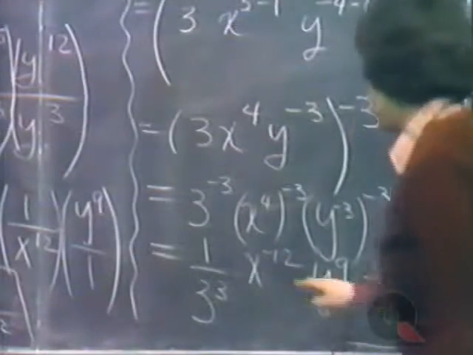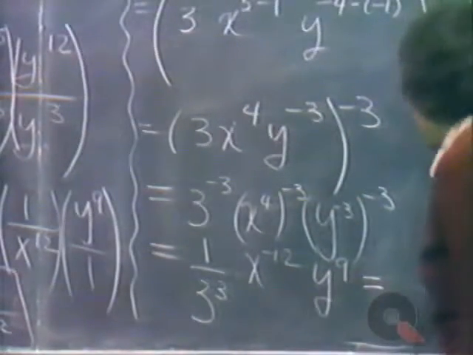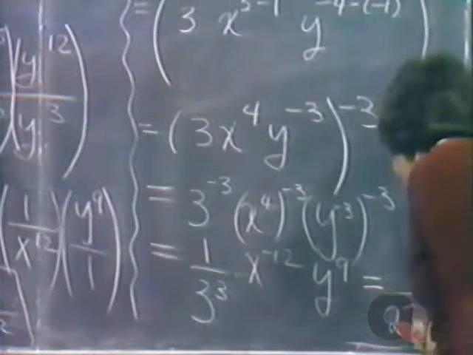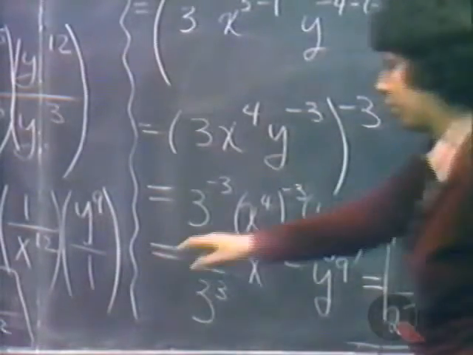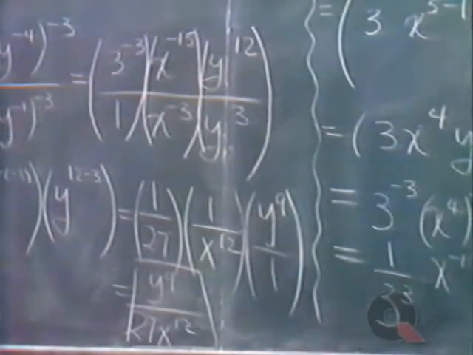Okay. The x to the minus 12 can go downstairs as x to the plus 12, giving us a final answer of y to the 9th over 27 x to the 12, which of course is the same answer that we just got when we worked out the problem before. Y to the 9th over 27 x to the 12.